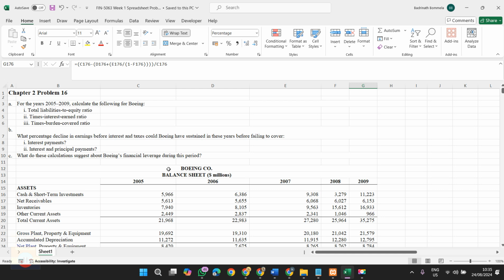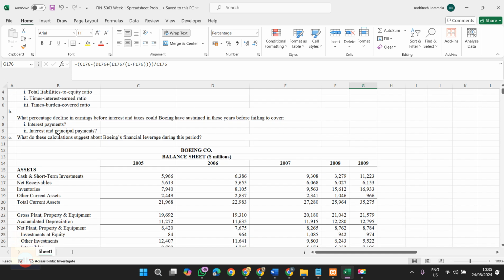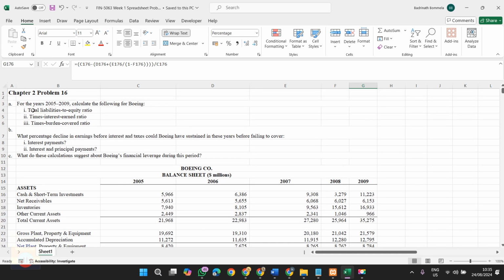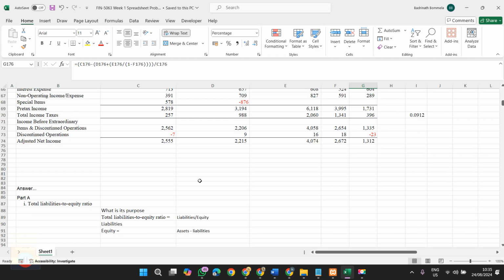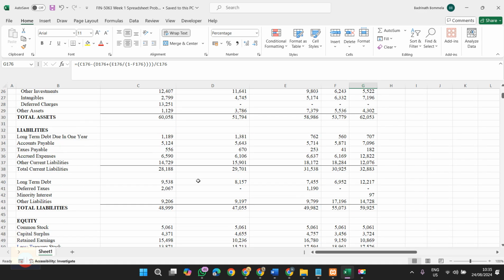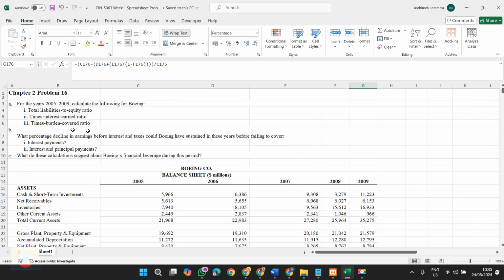As a part of this task, we will be solving some problems related to the given data. In this document, we see a balance sheet and income statement provided, and by using the details provided, we are supposed to calculate the total liabilities to equity ratio, times interest earned ratio, and tax burden ratio.